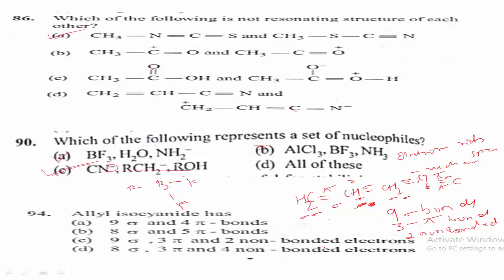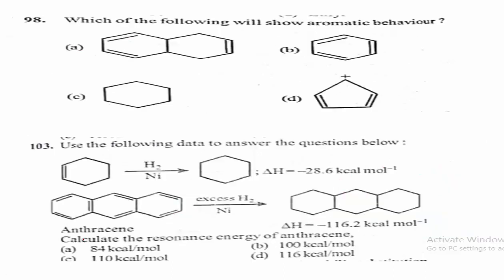Okay, which one is the answer? 9 sigma bonds, 3 pi bonds, and 2 non-bonded electrons. Option C is the right answer. Allyl isocyanide has 9 sigma, 3 pi, and 2 non-bonded electrons. Okay, students, next question number 98.